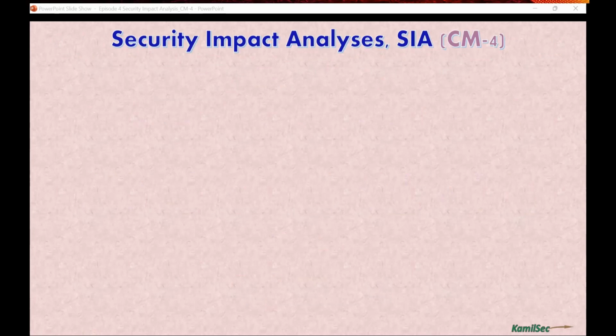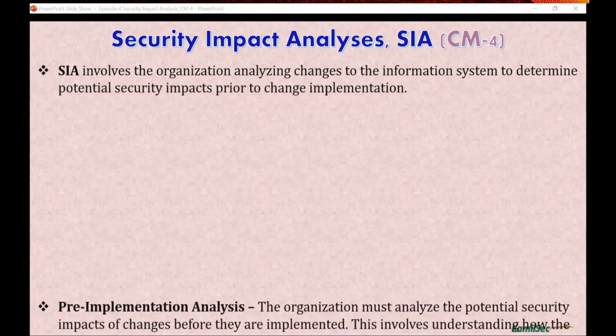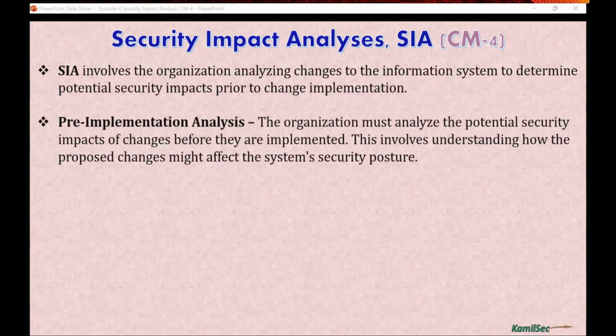Security Impact Analysis, SIA. SIA involves the organization analyzing changes to the information system to determine potential security impacts prior to change implementation. Pre-implementation analysis. That is, the organization must analyze the potential security impacts of changes before they are implemented. This involves understanding how the proposed changes might affect the system's security posture.